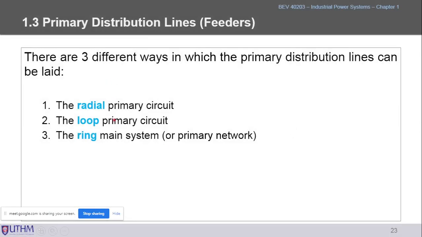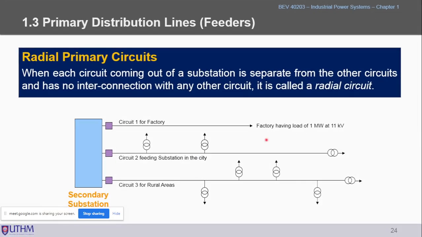As I told you, we have three types for the distribution line: radial, loop and ring. Radial, of course, is just a straight line like this one. If something happens here, then all the connected loads here will be gone. This is the disadvantage of the radial. The advantage is that it is the cheapest configuration.